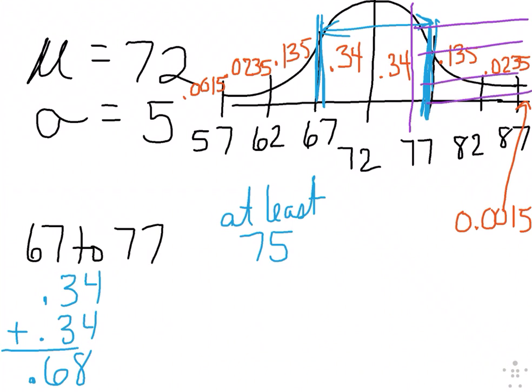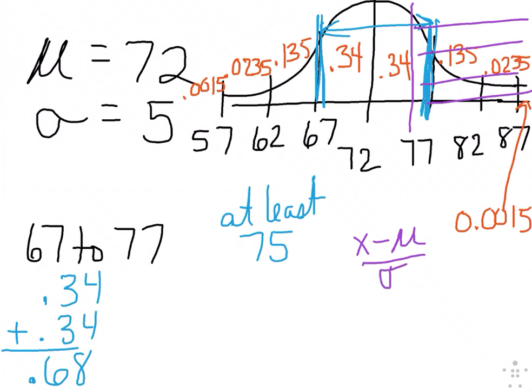Now here's the catch. Yes, you could add these three numbers together, the 0.0015, the 0.0235, and this one. But you need this little sliver here. If you just guesstimate, that's probably not going to be good enough. So remember, this is the formula we use for this: x minus mu, divided by the standard deviation.